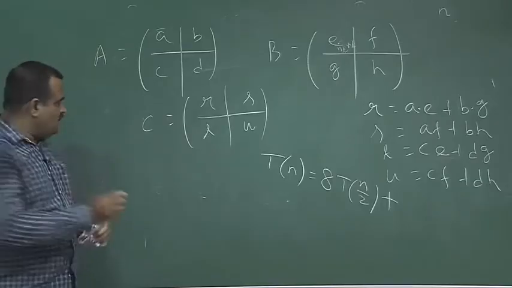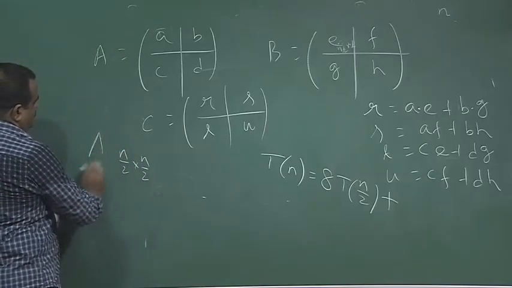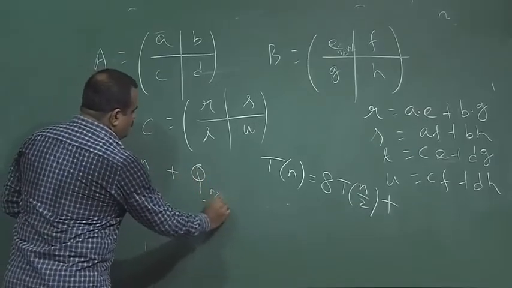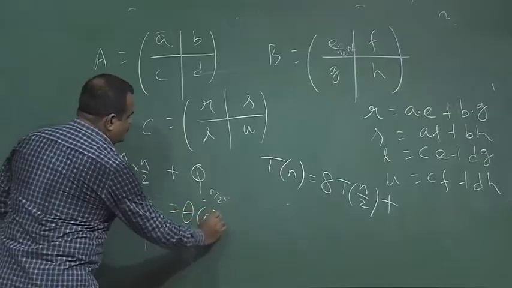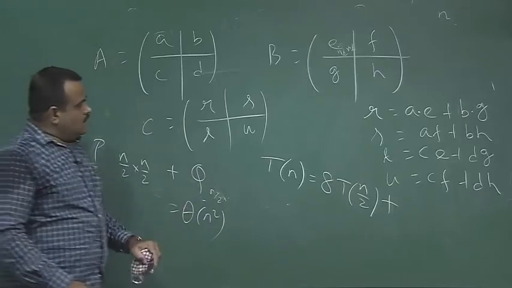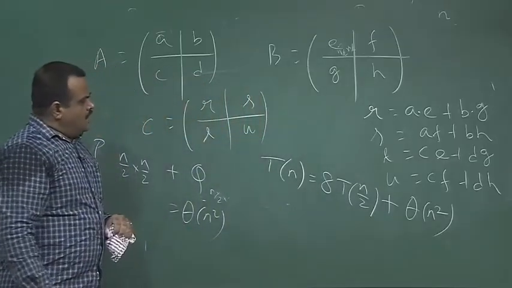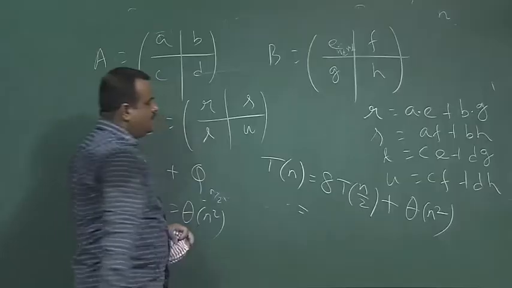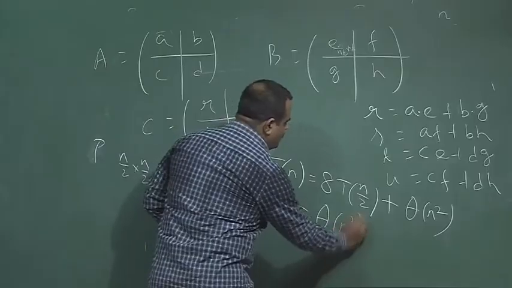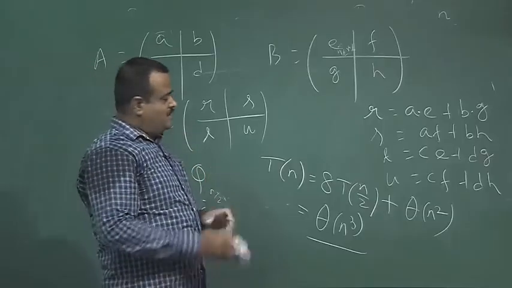So, this is basically an n by 2 cross n by 2 P matrix plus a Q matrix, so n by 2 cross n by 2. This will take order of n square time, because we are doing the position wise addition, so this is basically order of n square. Okay. So, if we apply the master method, this will give us order of n cube, which is not better than the standard matrix multiplication.